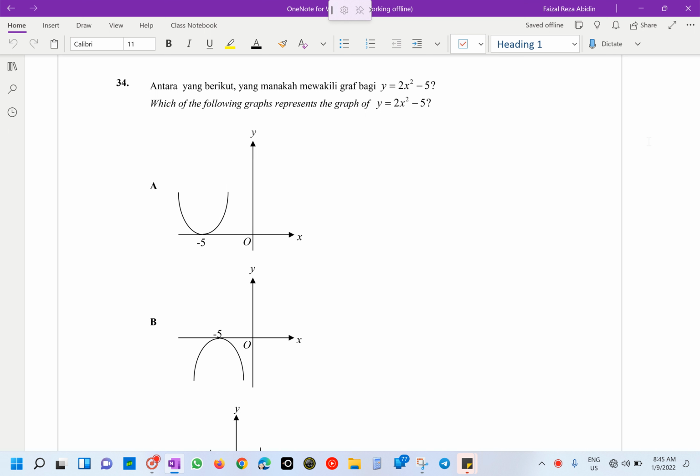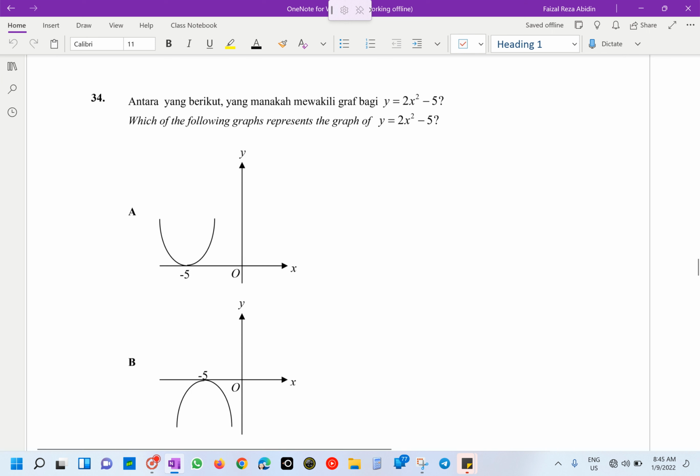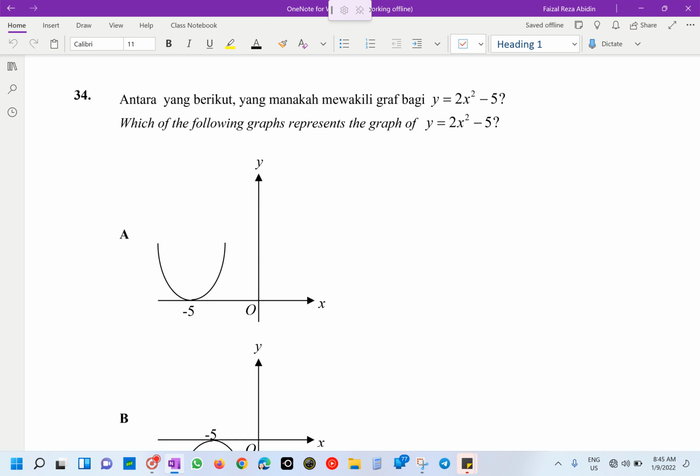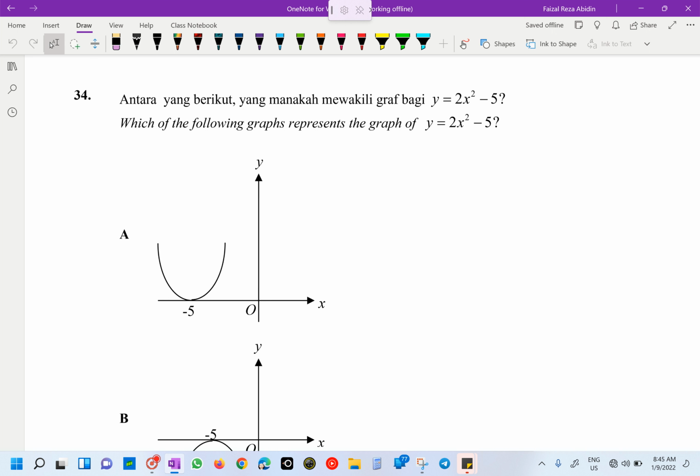Okay, number 34. Which of the following graphs represents the graph of y equals 2x squared minus 5? What we have over here is going to be our quadratic. First thing first, for our quadratic, you must remember you are going to have y equals ax squared plus bx plus c. Isn't it?